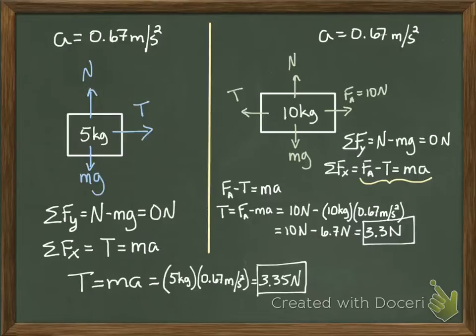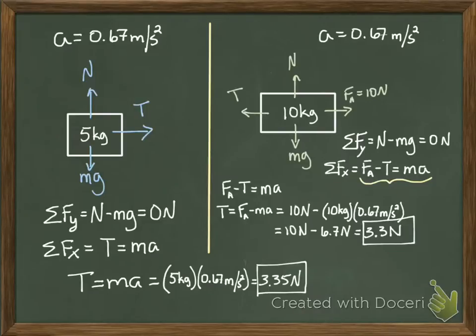Now, why the discrepancy here? I did want to talk about this. These tensions are in reality exactly the same. The reason I'm getting a little bit of a discrepancy in the answer here is simply because of the rounding involved in the acceleration. The acceleration is not 0.67, it is actually 0.6 repeating. So had I used 0.6 repeating in my calculations, I actually would have gotten the exact same tension in either case.